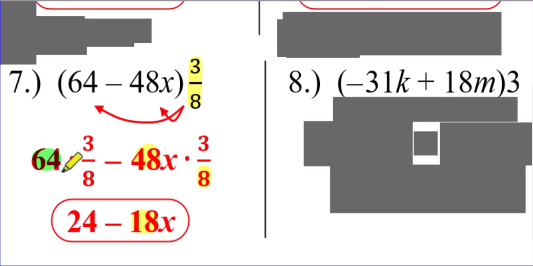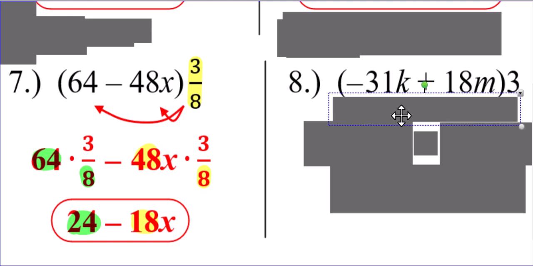Well, is 64 divisible by 8? Yes, it is. 64 divided by 8 is 8. Times 3 is 24. So if the number you're multiplying the fraction to is divisible by the denominator, then there is a shortcut trick where you could divide by the denominator and take that answer times the numerator. Then you wouldn't need a calculator for those.